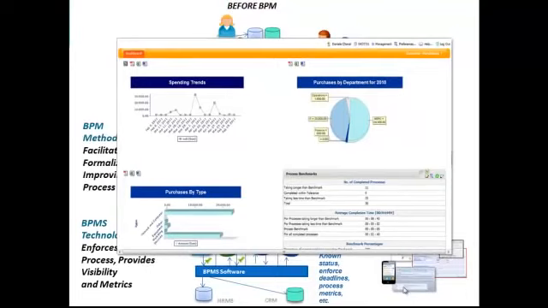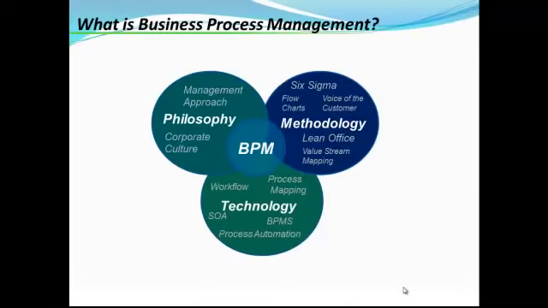And the last and final component of business process management is philosophy, or really a corporate culture or approach. In an ideal scenario, business process management is an initiative led by your management organization, and it's a culture that your organization adopts to apply these methodologies and technologies to improve your business.